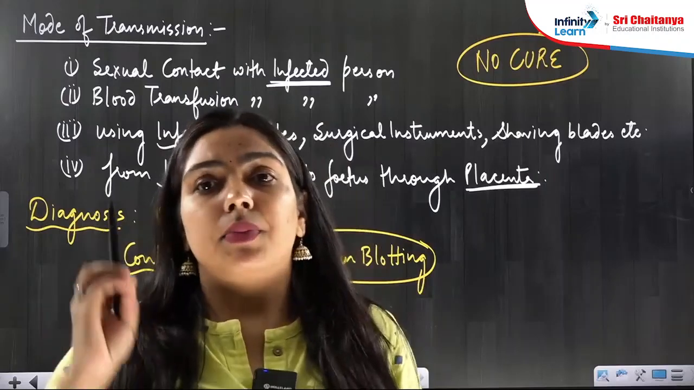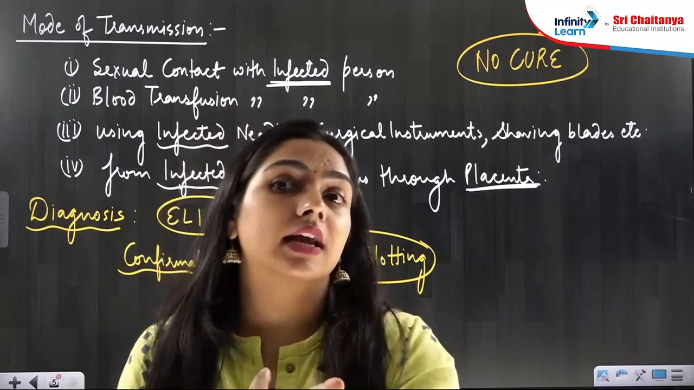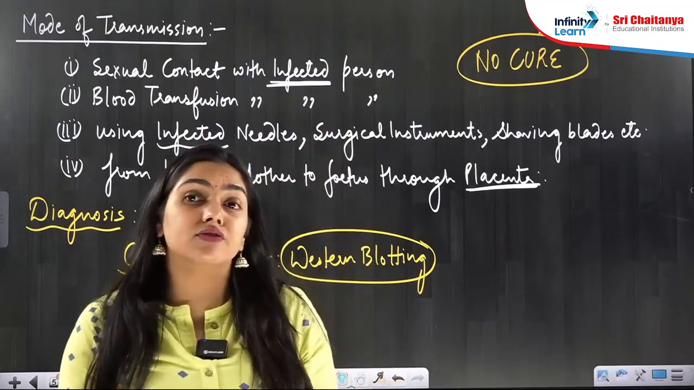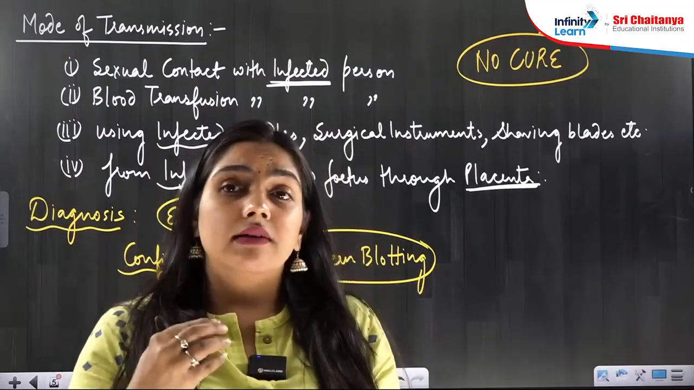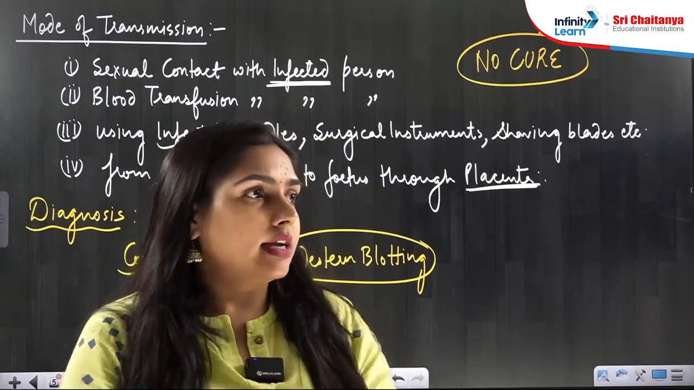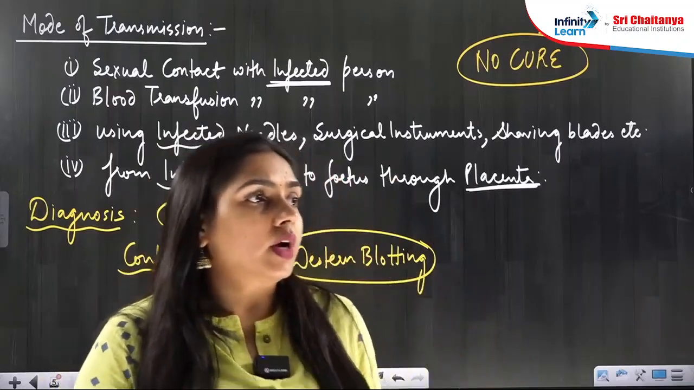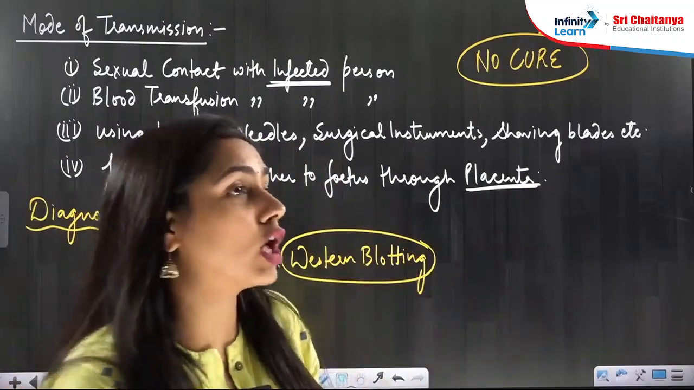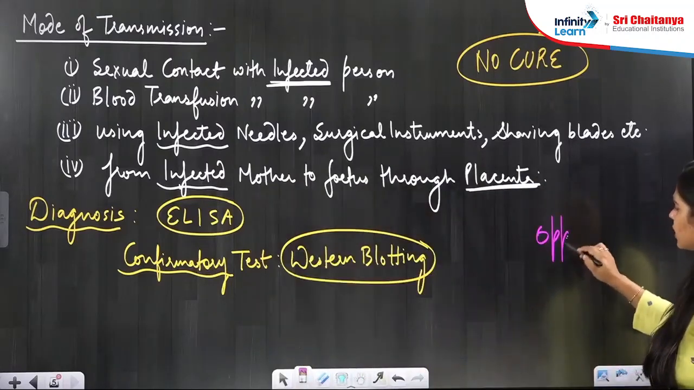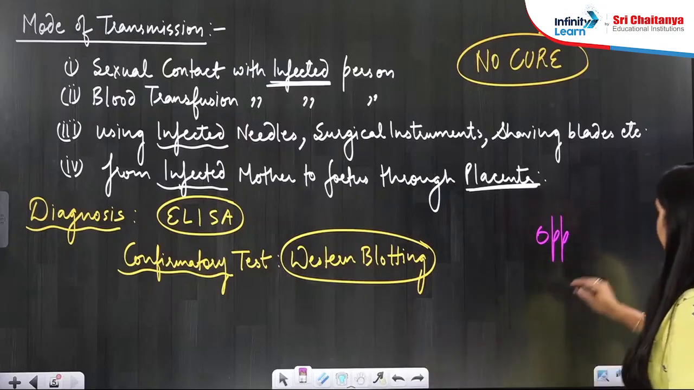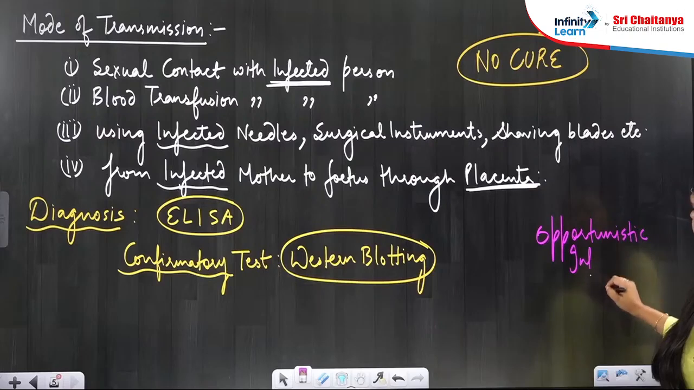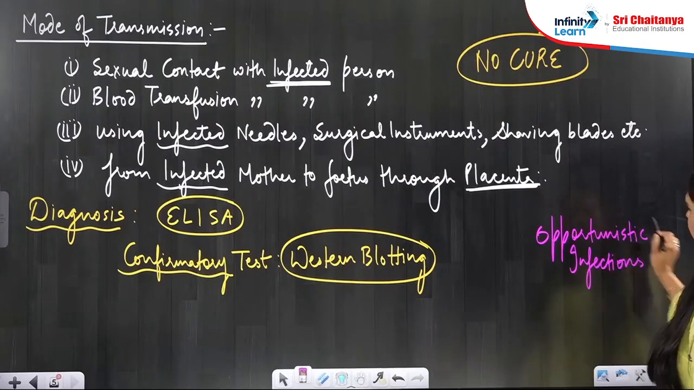The AIDS person will die for sure. But still we are giving the medicines. The medicines we are giving will prolong the life a little bit, but death will occur for sure. Because so many other diseases will also occur. Opportunistic infections will occur.